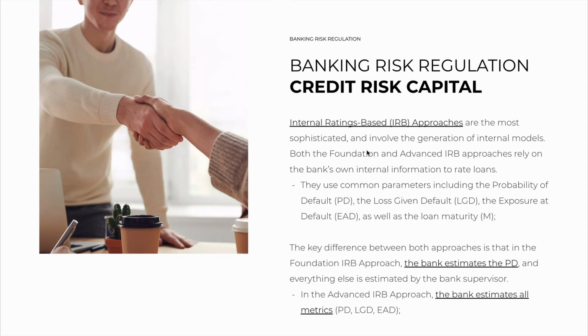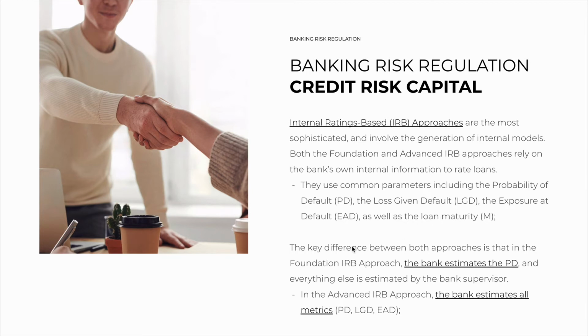Both the foundation IRB and advanced IRB approaches rely on the bank's own internal information to rate loans. They all use the three common parameters of credit modeling, including the probability of default, or PD, as a percentage, the loss given default, or LGD, which is another percentage, the exposure at default, or EAD, which is a dollar value, or other currency value, as well as the loan maturity, or M.